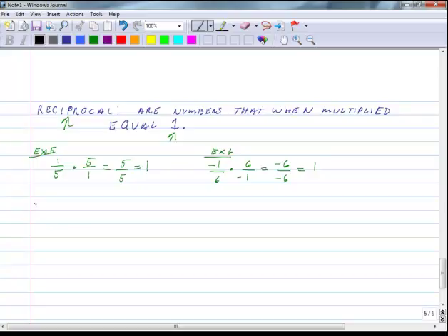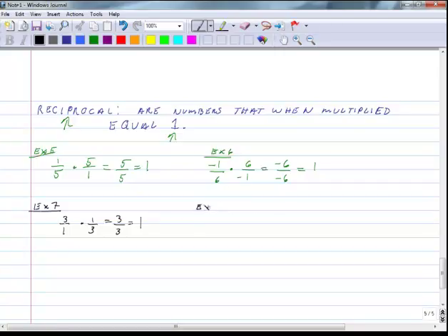What about if I had something like this, example 7, where I want to know what the reciprocal of 3 over 1 is. Well, the reciprocal is 1/3, because when I multiply them I get 3 over 3, which is really 1. The ones that I really want to talk about are the following.